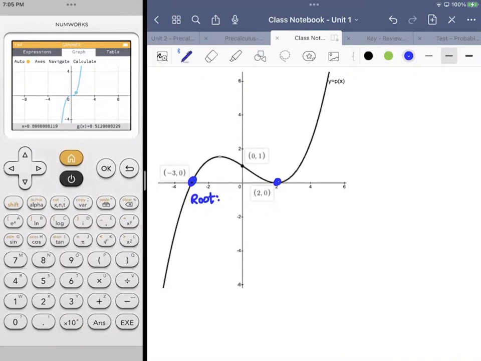But the root is -3 because we're looking at the x value of the coordinates at which it crosses the x-axis. This other one has a root of 2.